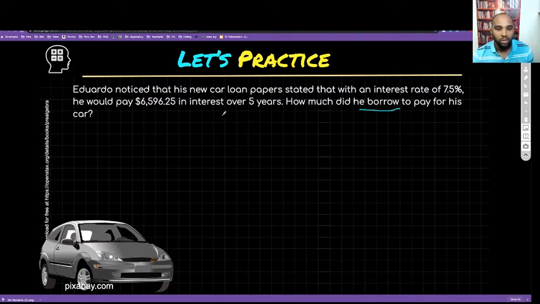So let's set it up again. I equals PRT. We want to find the principal on this, so I know I have interest. The interest was, my goodness, that's a lot of interest.